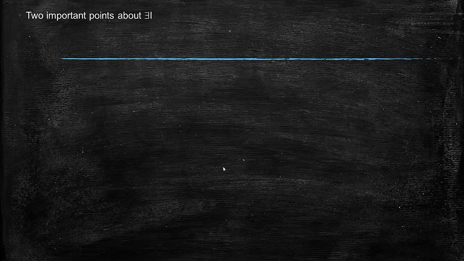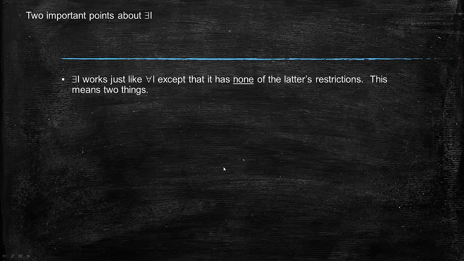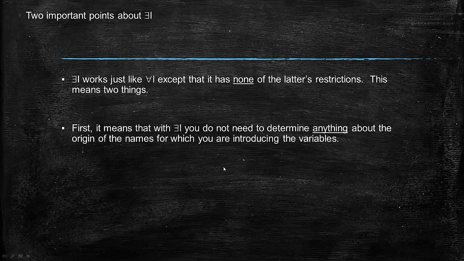Okay, so there's two important points about existential introduction, and the good news is that they're not restrictions. The points are that we don't have any restrictions with respect to existential introduction. So first, with existential introduction, you don't need to think about anything regarding the origin of the names for which you're introducing the variables. So if you'll remember, with universal introduction, we had to say, wait a minute, are these names in a hypothesis or an assumption? If so, we can't use them. You don't have to do that with existential introduction.